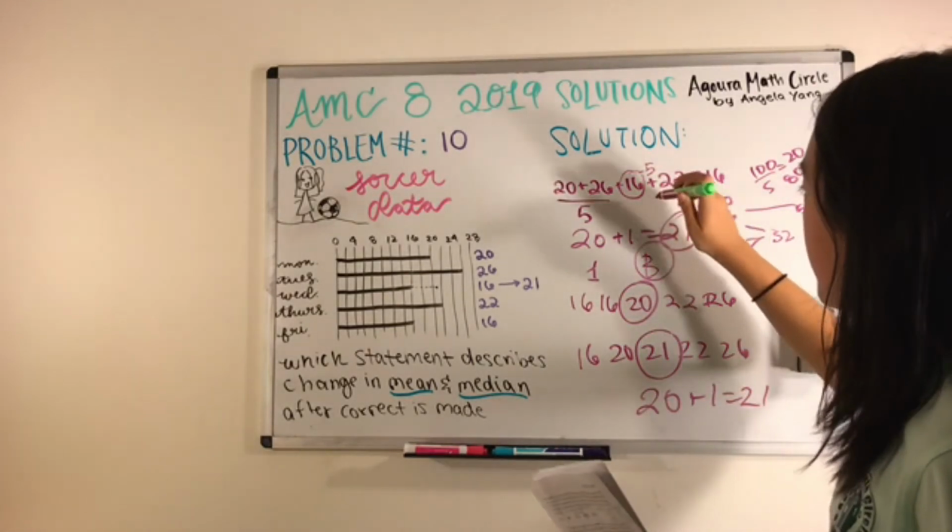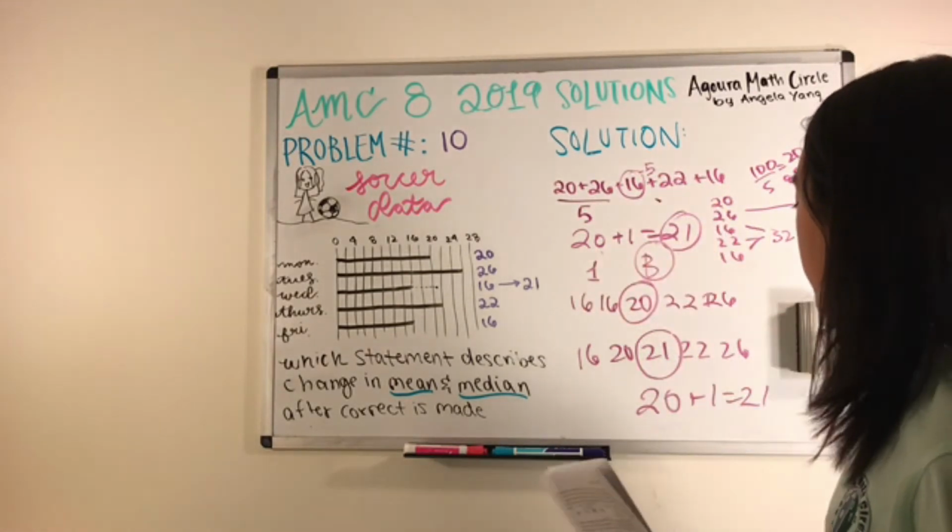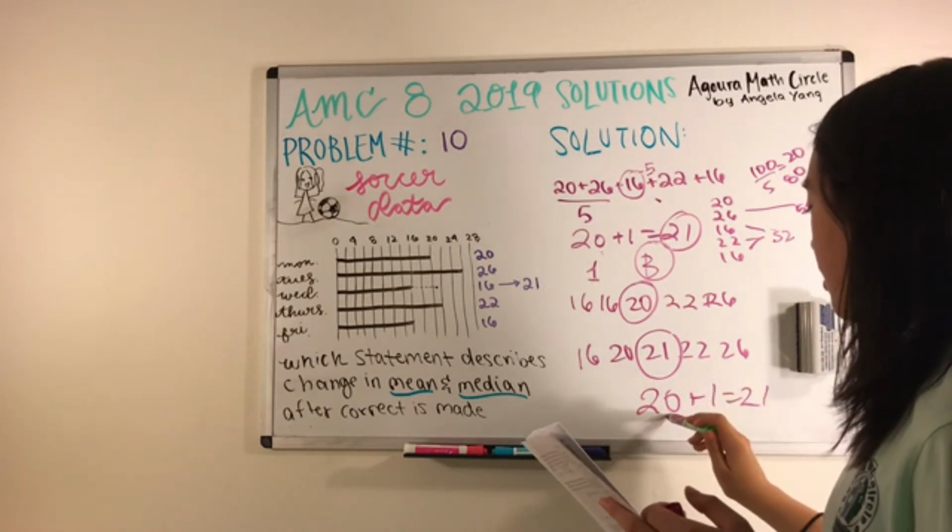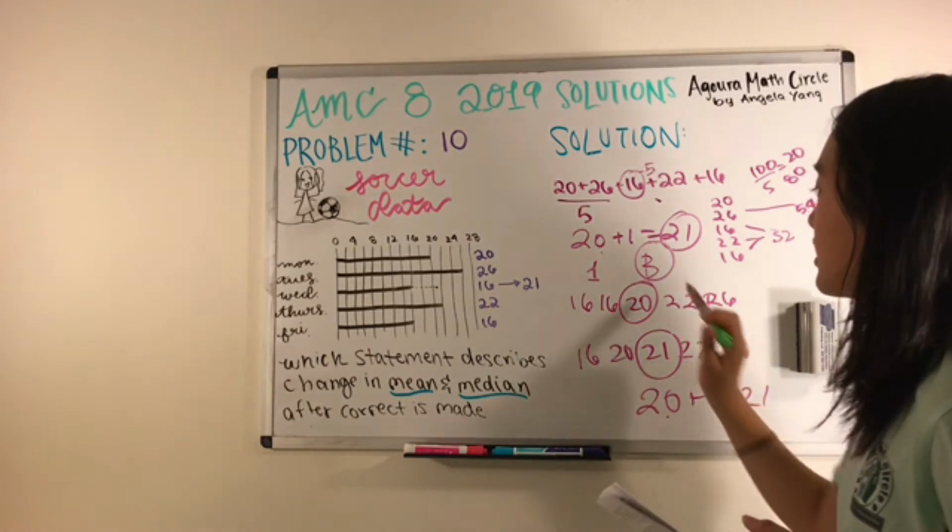Because as we proved today, the mean increases from 20 to 21, and so does the median. The median also increases from 20 to 21. So your answer is letter B.